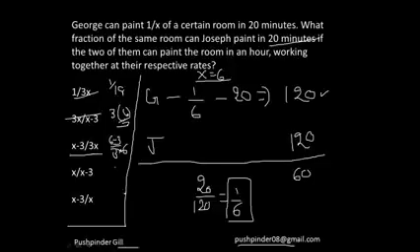Let me make sure that all other options are giving me different answers. So this is nothing but 6 upon 3, which is not my answer. This is nothing but 3/6, which is again not my answer. So that means my answer is this option.